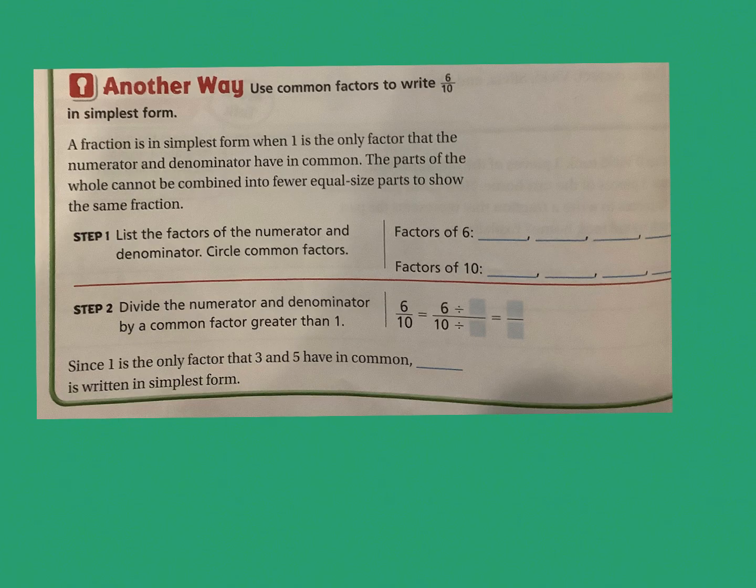Another strategy you could use for reducing these fractions down to their simplest form is you can use common factors to write 6/10 in its simplest form. So a fraction is in its simplest form, again, when 1 is the only factor that the numerator and denominator have in common. The parts of the whole cannot be combined into fewer equal-sized parts to show the same fraction.